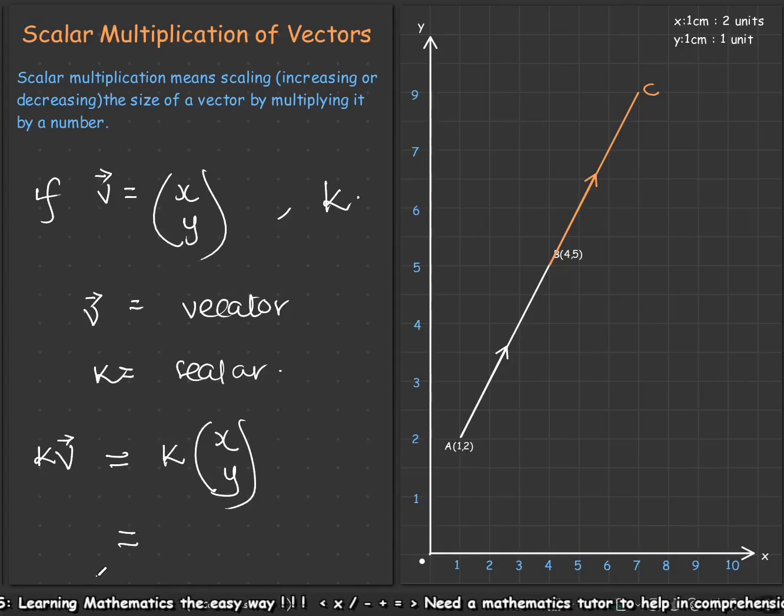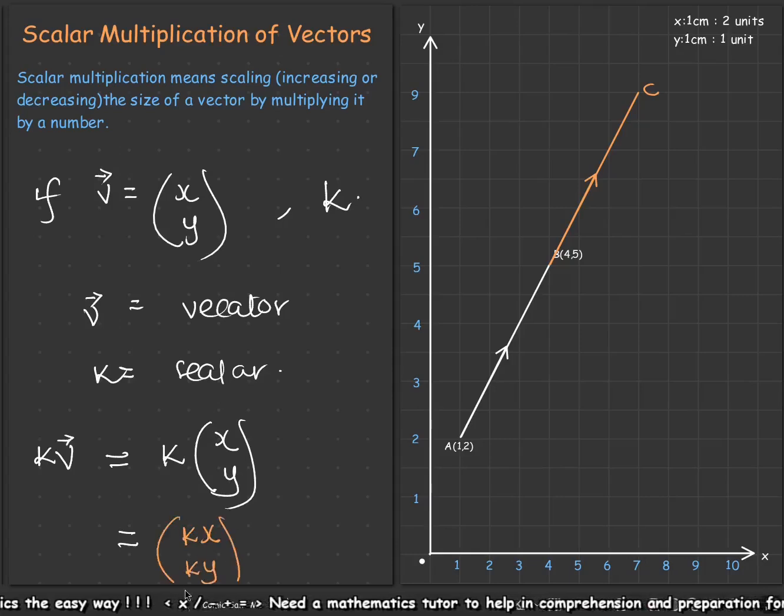Then how do we evaluate it? This scalar here multiplies the x component and it also multiplies the y component. Do not mistake this for fractions where it would have only multiplied the numerator. No. For vectors, your scalar multiplies both components so that you get kx and then ky. Let's look at how we can apply these concepts.